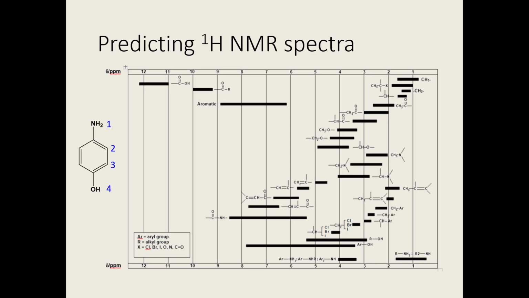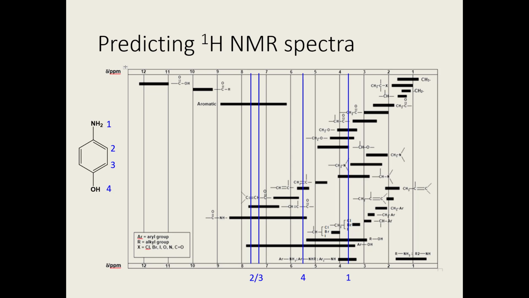We look in the correlation table for the shifts of each different type of chemical environment. There's an aromatic amine, and the shift for that is somewhere between about 3.3 and 4.0 ppm. There's an aromatic OH group, and the chemical shift for that is very broad, between about 3.5 and 7.7 ppm. We have 2 aromatic environments which will be somewhere in the region of 6 to 9 ppm.